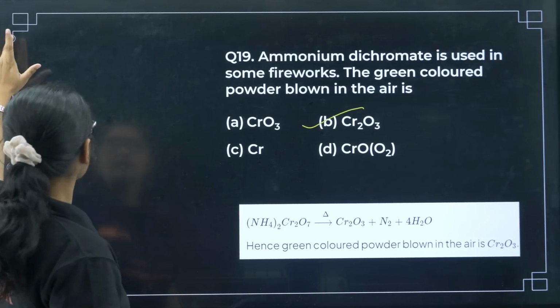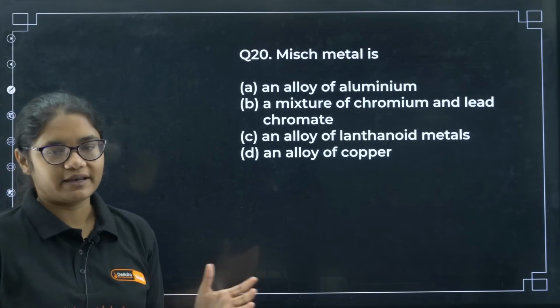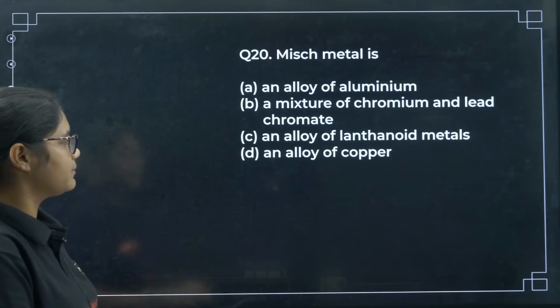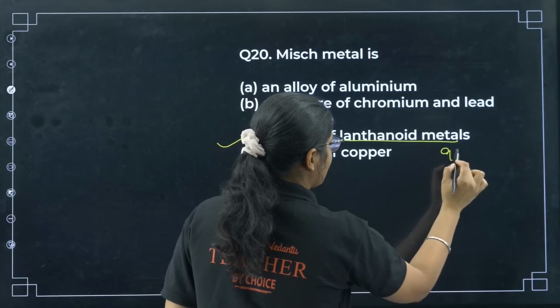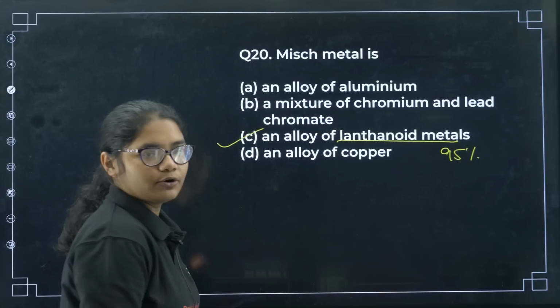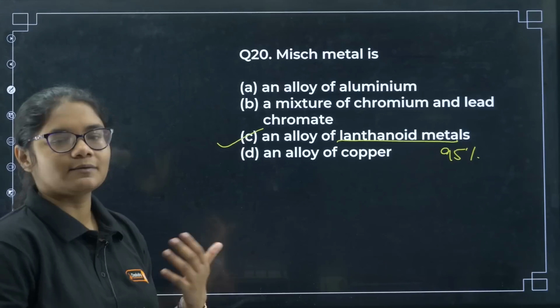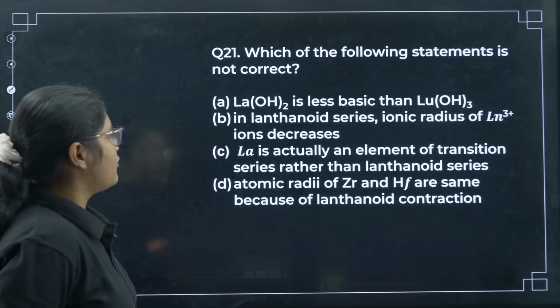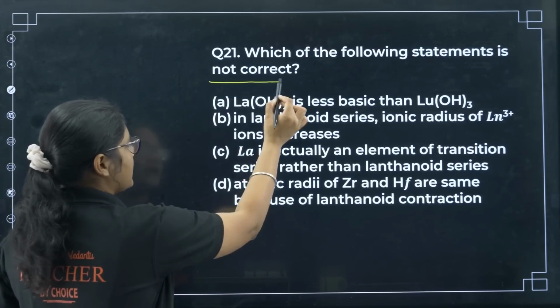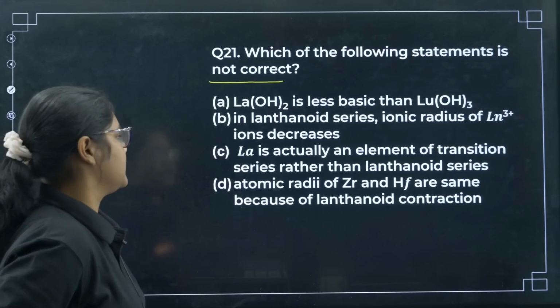Okay. Next, misch metal. So this is a very important question. So misch metal is an alloy of lanthanoid metals where you have 95% of lanthanoids, 5% iron and some other elements are present in trace amount. Next, which of the following statements is not correct? Again, you have to find the incorrect statement.